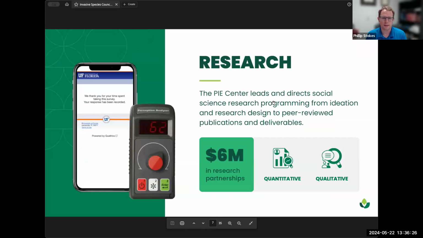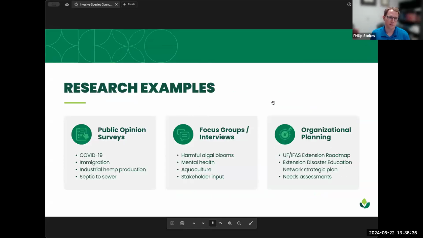With our research, we do quantitative and qualitative social science research. Examples include public opinion surveys, national or statewide, typically through the Qualtrics software. We also do focus groups, interviews, and some organizational planning. Examples of our past research include a lot on COVID-19, harmful algal blooms and aquaculture, and the IFAS extension roadmap, so a diversity of topics.